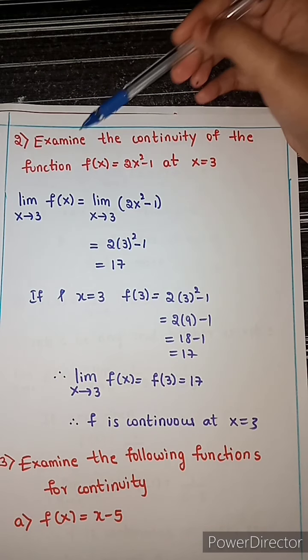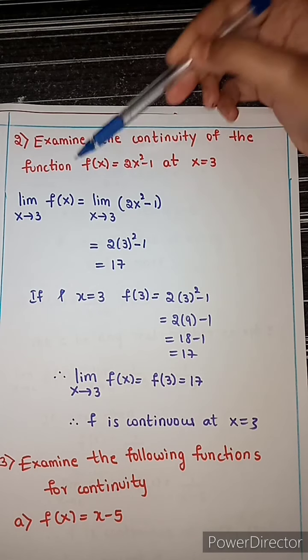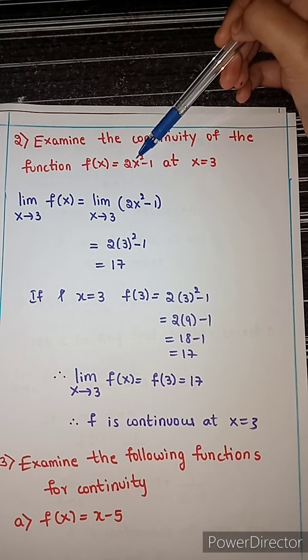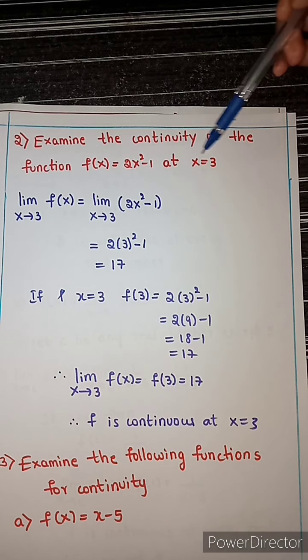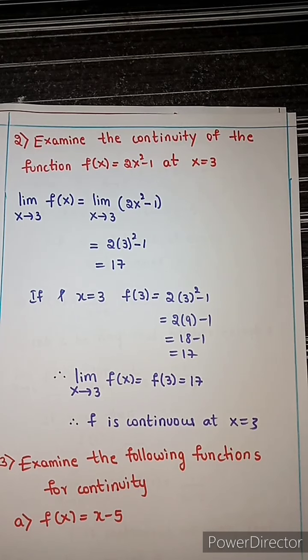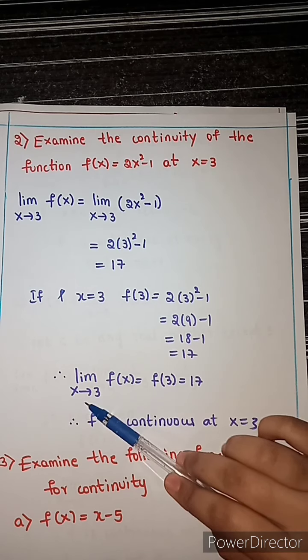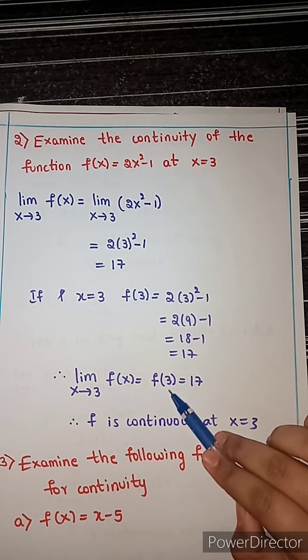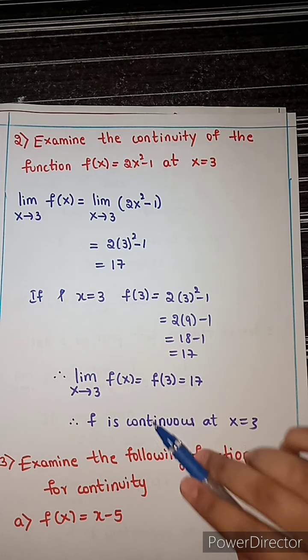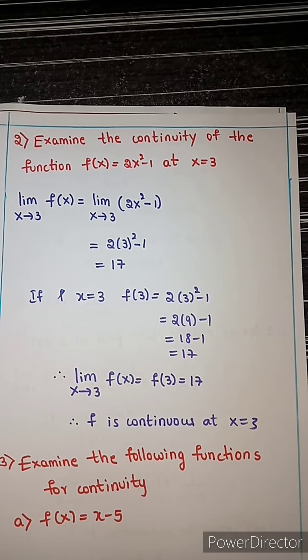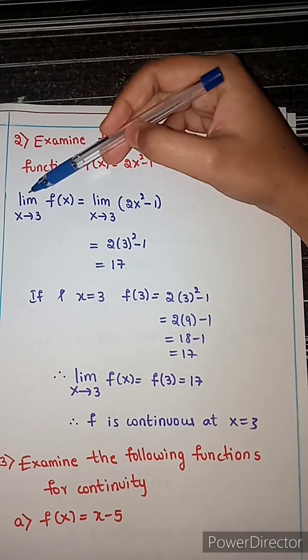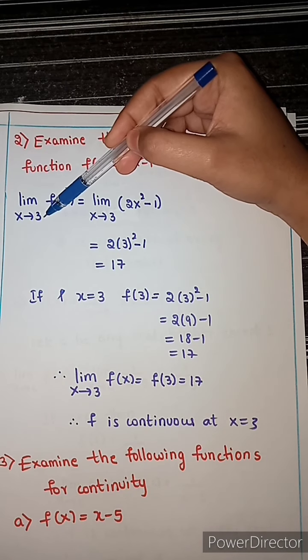Now let's move to the second question. Let me read the question. Examine the continuity of the function f of x equals 2x square minus 1 at x equal to 3. Here we need to find the continuity of f of x equals 2x square minus 1 at x equal to 3. If limit x tends to 3, f of x is equal to f of 3, then it is continuous. Okay.